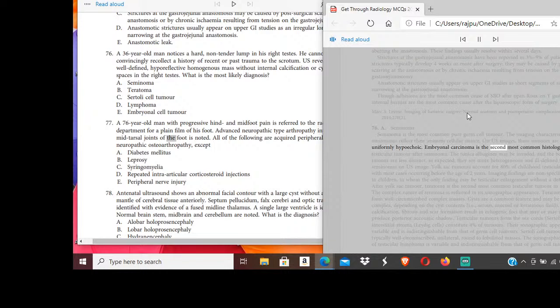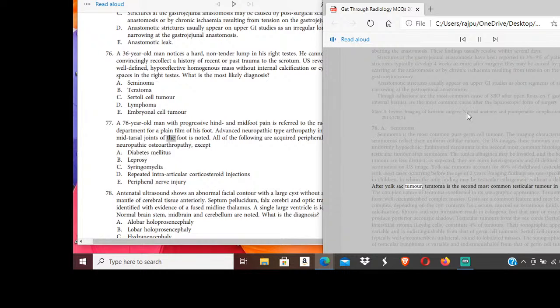Embryonal carcinoma is the second most common histologic type of testicular tumor after seminoma. The tunica albuginea may be invaded, and the borders of the tumor are less distinct, as expected. They are more heterogeneous and ill-defined than seminomas on US image. Yolk sac tumors account for 80% of childhood testicular tumors, with most cases occurring before the age of 2 years. Imaging findings are nonspecific, especially in children, in whom the only finding may be testicular enlargement without a defined mass.